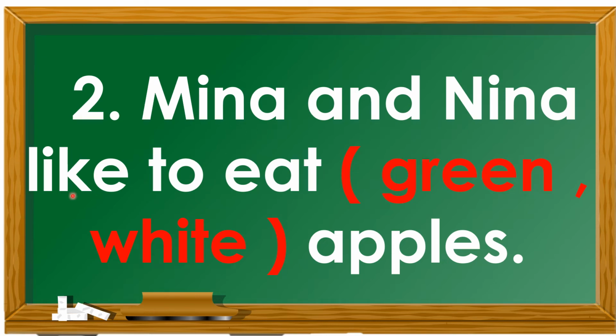Next. Mina and Nina like to eat green or white apples. So how are you going to describe the apples? The apples here is the noun. Yan yung dinidescribe. Kung green ba or white? Yes, of course, it's green. Okay? Next.